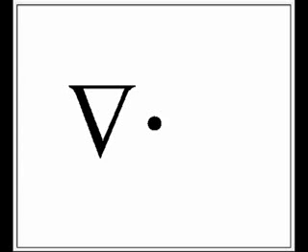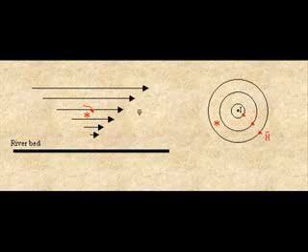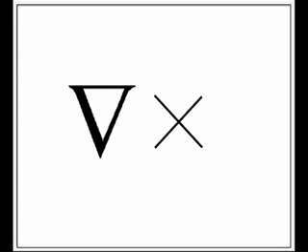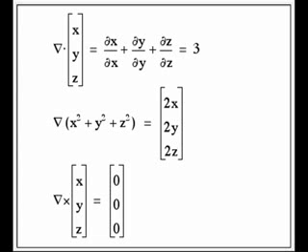to it. And the curl gives us the axis of rotation of a paddle wheel if we were to place it in the vector field and see which direction it rotated. The curl is designated by the cross product, which is the delta operator followed by an x.